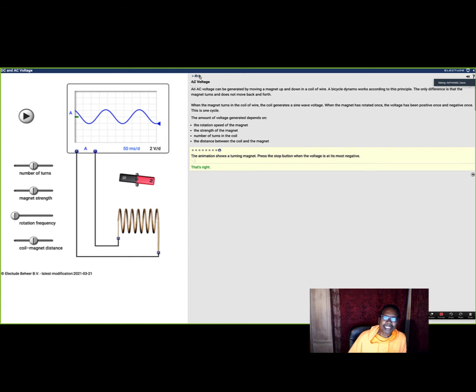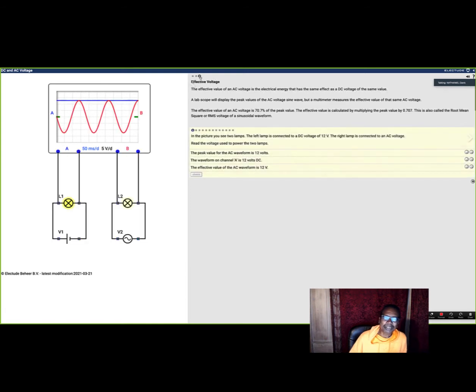Alright, the last one. This is the one Arm was telling me about. Anytime it has numbers, that's when it starts to get crazy. It says, in the picture you see 2 lamps. The left lamp is connected to a DC voltage of 12 volts, which you can see right here. This is blue, this is red. See that blue line? That's 12 volts.